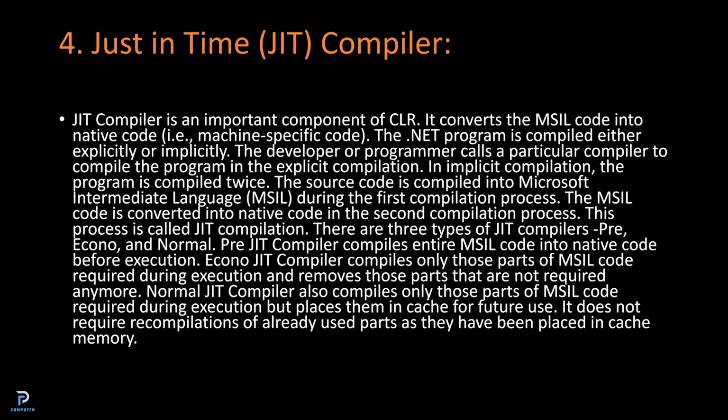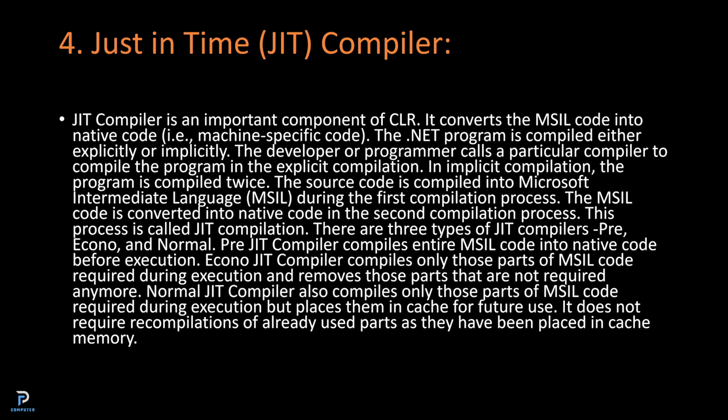The source code is compiled into Microsoft Intermediate Language, MSIL, during the first compilation process. The MSIL code is converted into native code in the second compilation process. This process is called JIT compilation. There are three types of JIT compilers: pre, econo, and normal.